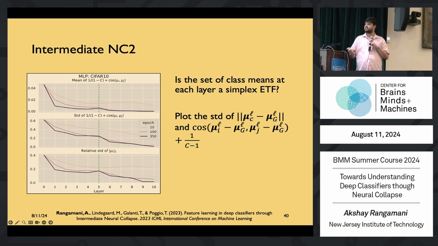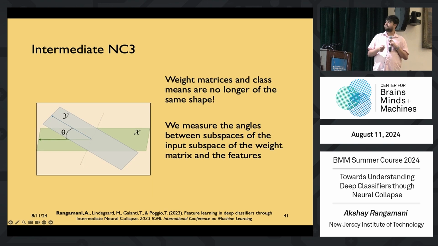The means and the angles are also going down, and they're approaching a simplex ETF. And finally, if you want to track the feature-weight duality, you can't do it anymore by just measuring the distance with the Frobenius norm. So instead, we look at the angles between the subspaces.